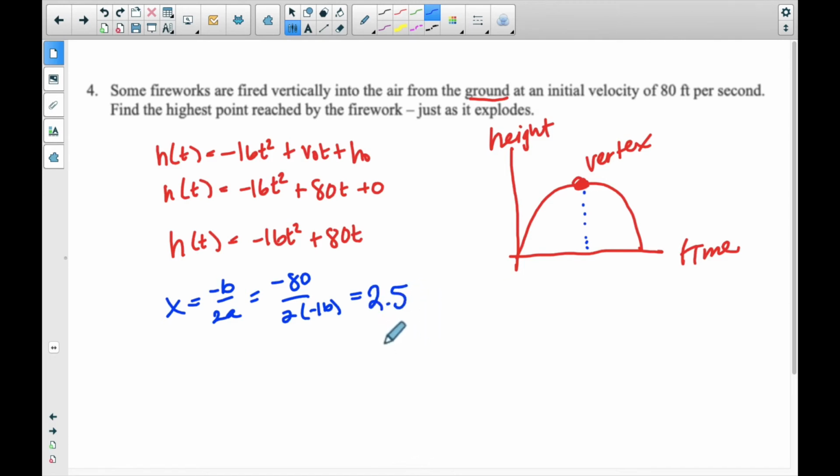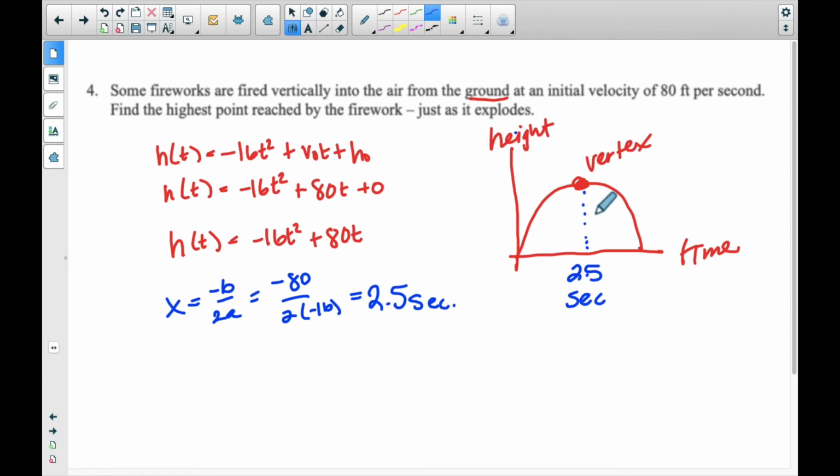Now we have to think about 2.5 what? Because this is a word problem. It's on the x-axis. Time is on my x-axis. This must be 2.5 seconds. Am I done? The question says find the highest point reached by the firework just as it explodes. I'm not done. 2.5 is the time. That is here. So what I need to find is the height.